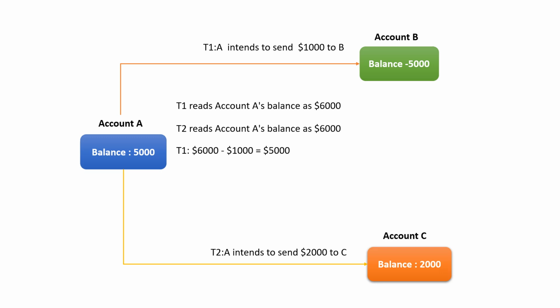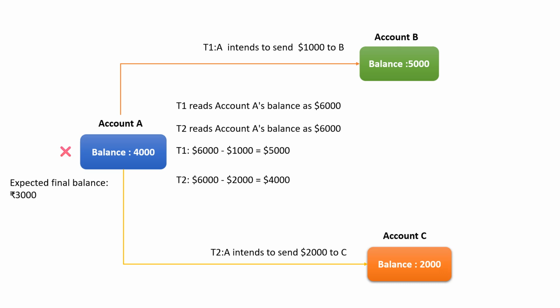T1 proceeds and deducts $1,000, updating the balance of A to $5,000. T2, however, still believes the balance is $6,000 because it read it before T1 made its change. T2 now deducts $2,000 from its assumed balance of $6,000, leading to a final balance of $4,000 in account A.